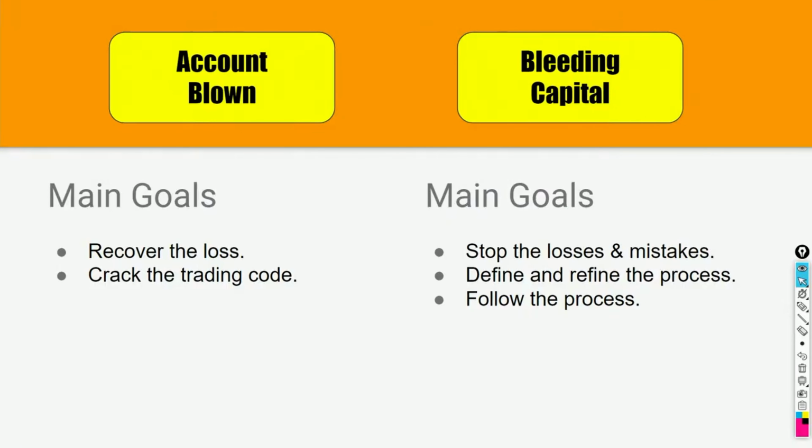Then and only then I was able to turn my trading around. Okay, you want to crack the trading code, you want to become a successful trader, you want to understand how you are going to make money in the markets. If you are bleeding capital, you want to stop the losses. And why do losses occur? It's because of mistakes, repeating the same mistakes. You want to stop those mistakes.